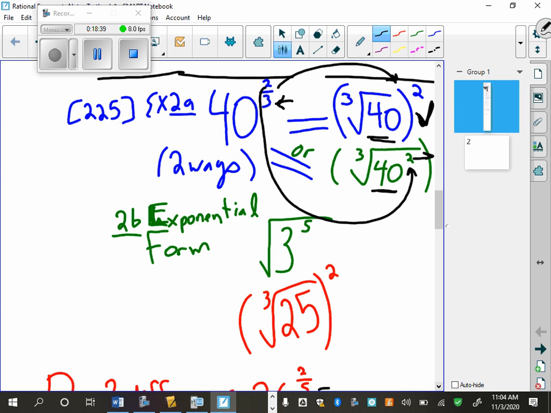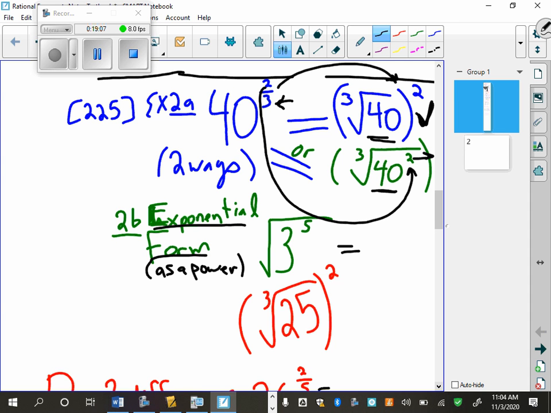Exponential form. Rewrite it in exponential form. Well, this also means as a power. That's what exponential form means. It has an exponent in it. Powers have exponents and bases. So we have to understand whether this is 3 to the 2/5 or 3 to the 5/2.